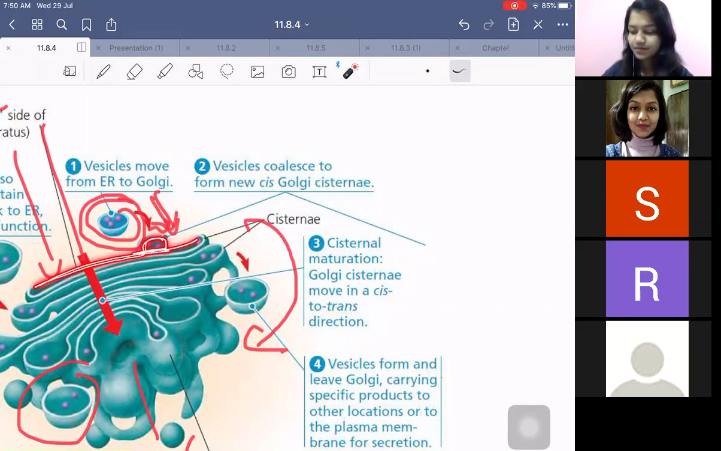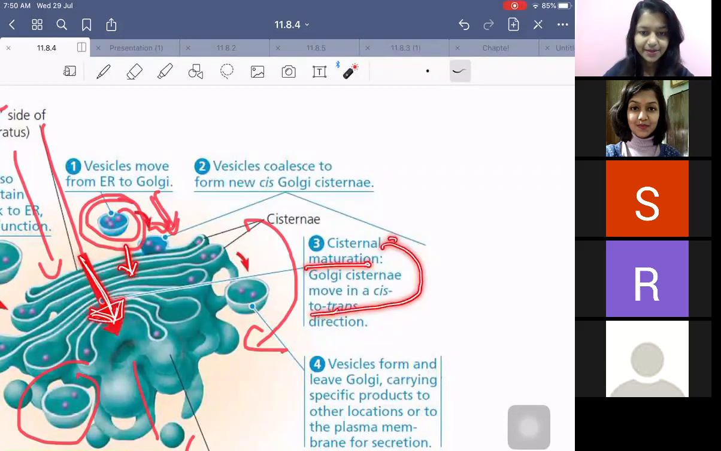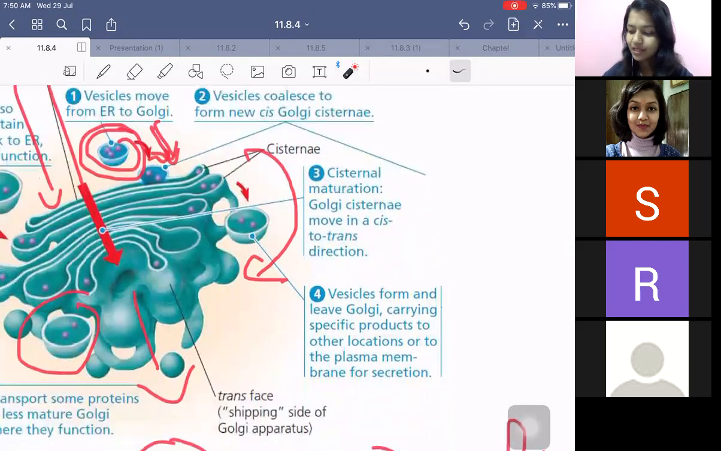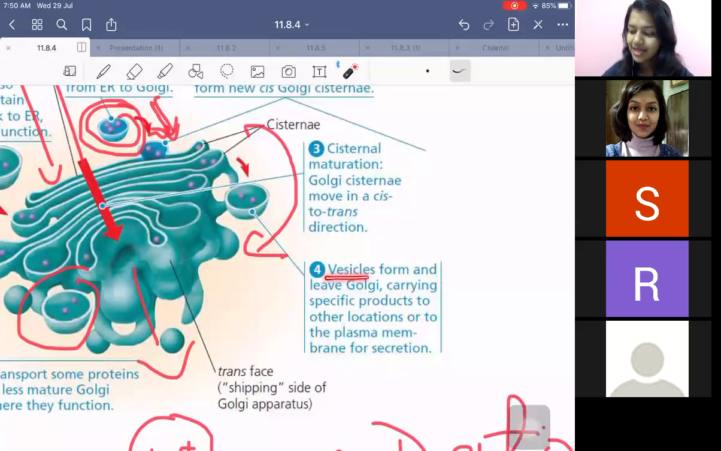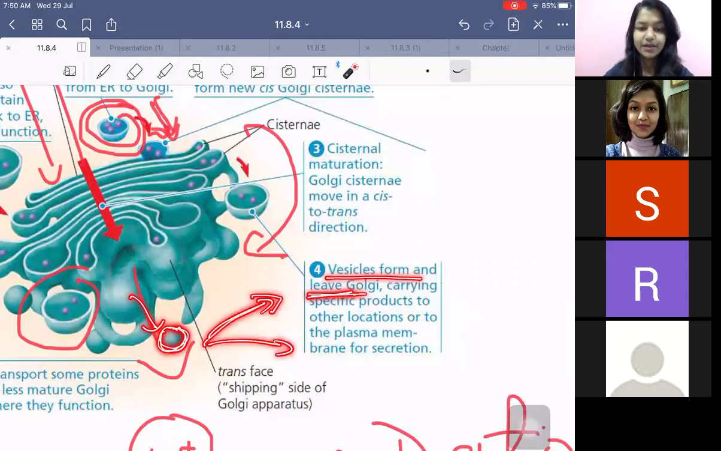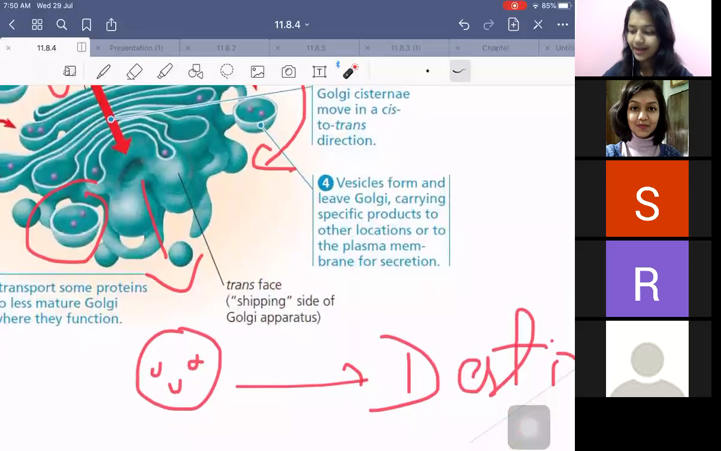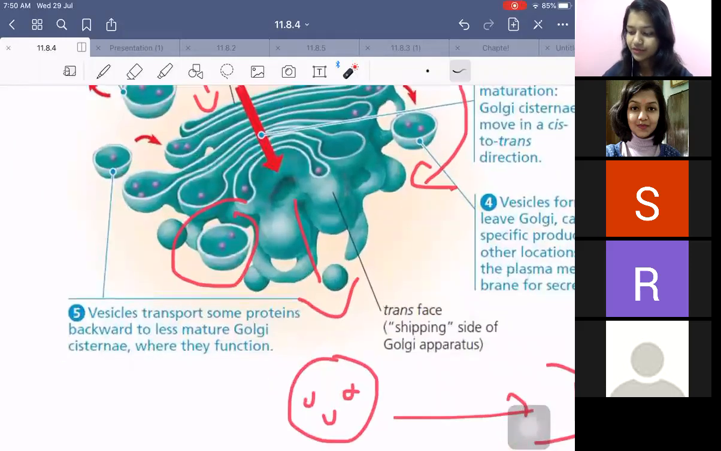Then what will happen? Maturation will start to take place. Modification will start to take place from the cis part to the trans part. From cis to trans, in this direction, the maturation will start. Okay? After maturation, what will happen? Vesicles will form and leave the Golgi. They will be sent wherever they are required. Right? Then coming to the fifth step.